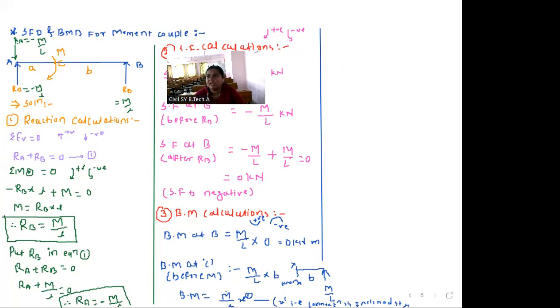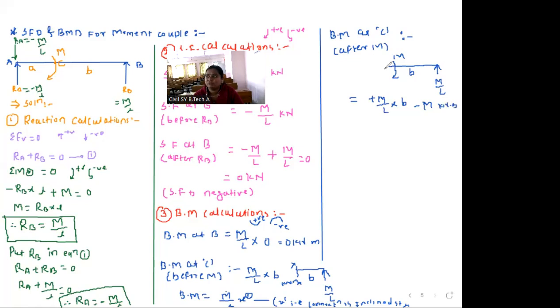After that, we will calculate the bending moment at C after M. So for this figure, here M by L, and here M is applied, and this distance is B. Now we will take moments. This M by L pushes upward, so plus M by L into perpendicular distance B, and this M pushes downward, so minus M kilonewton meter.